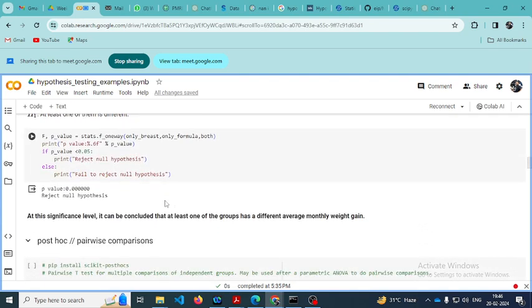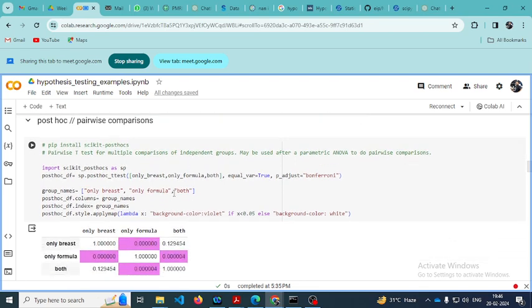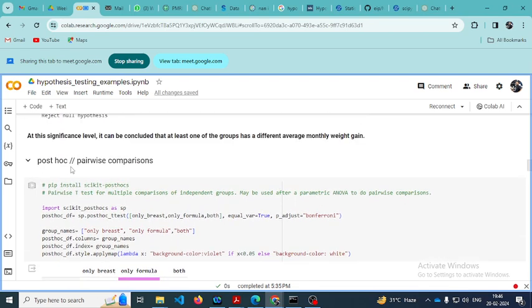For that, you want to do some further analysis, whether your babies' weights are different or the same. For that in Python, you have to compare pairwise. If you have three groups, you do the comparison between two groups at a time.